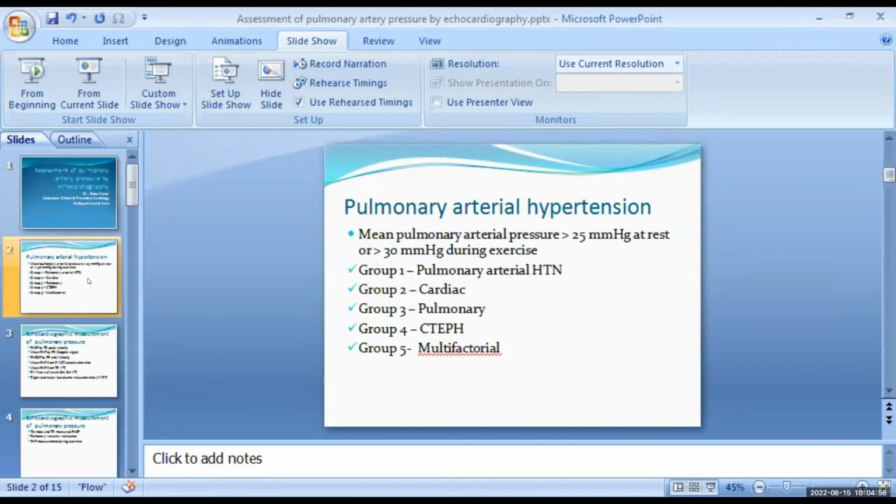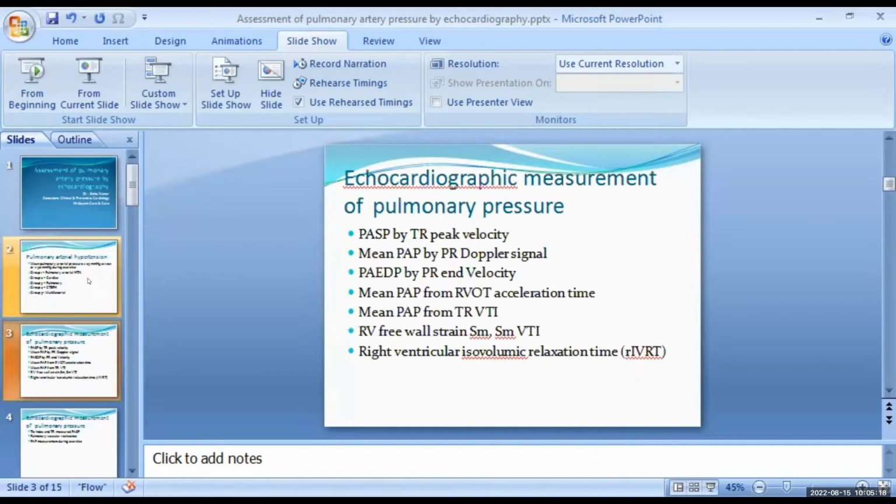Although transthoracic imaging is not the gold standard for the assessment of pulmonary artery pressure, it is a readily available bedside technique, accepted as the primary non-invasive tool in the assessment of pulmonary artery pressure. Now I'm going to present the common techniques that we currently use in our day-to-day practice for the assessment of pulmonary artery pressure, their advantages, disadvantages, and pitfalls. These are the methods that we commonly use.